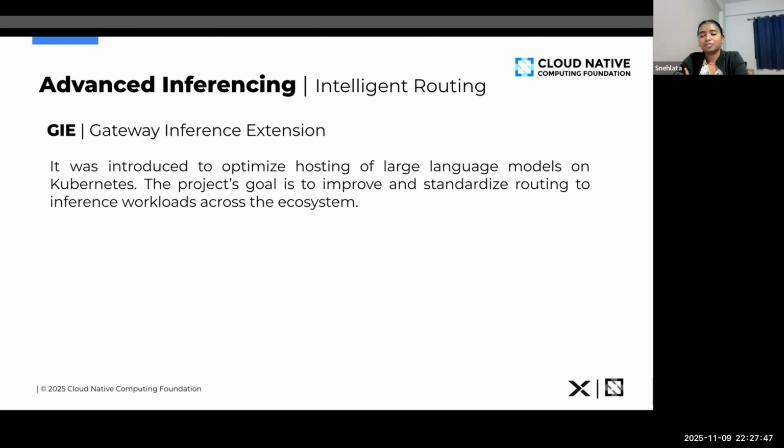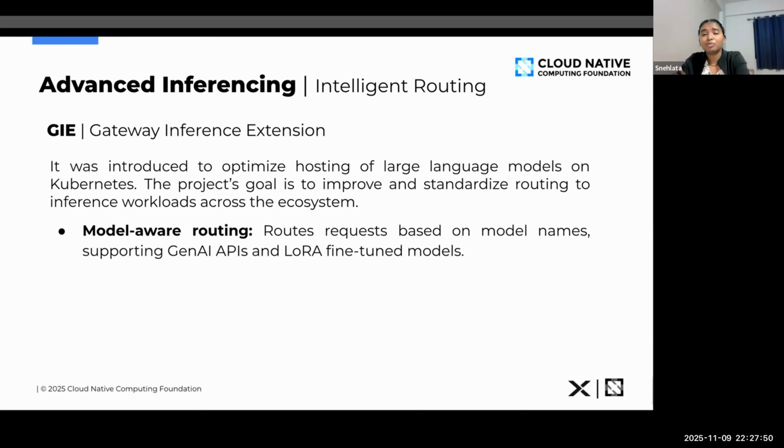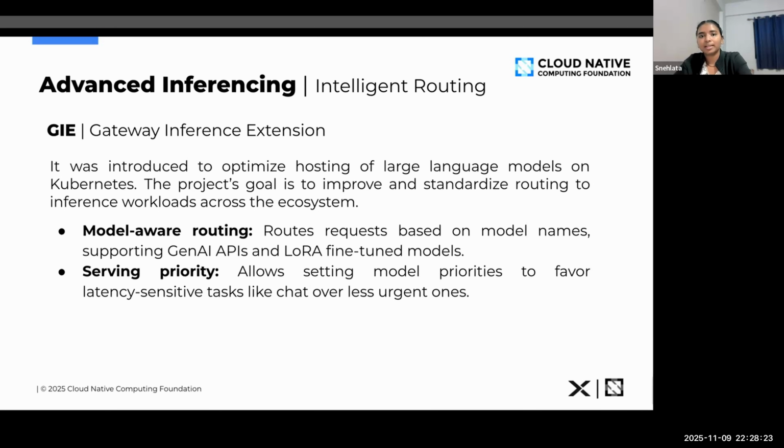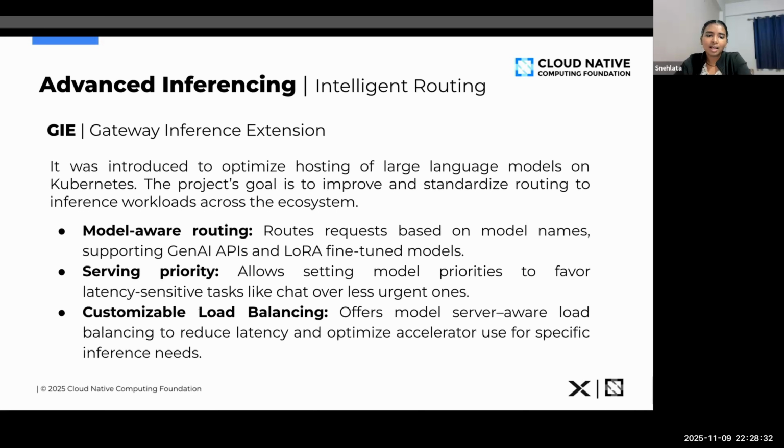GIE brought in the concept of features like model-aware routing, where we could specifically set which model we want our request routed to. It allows priority serving, wherein it gives us the configurability to set priority levels for inferencing requests and address them accordingly. It also allows customizable load balancing, offering model-server-level aware load balancing that reduces latency and optimizes our throughput. It also optimizes our hardware usage, which is inherently the most important goal of any inferencing ecosystem that utilizes GPU hardware.